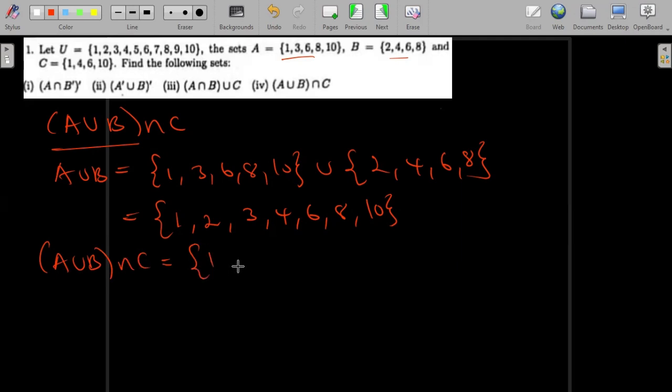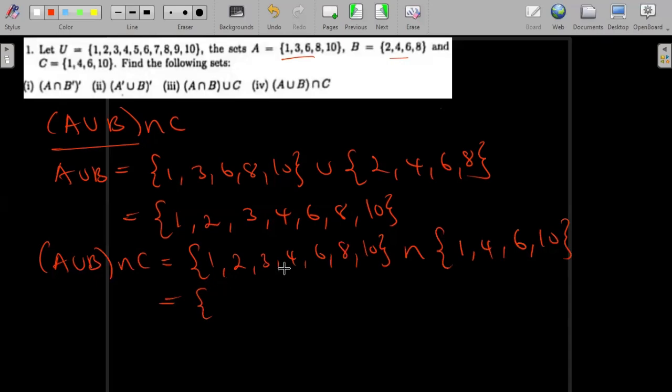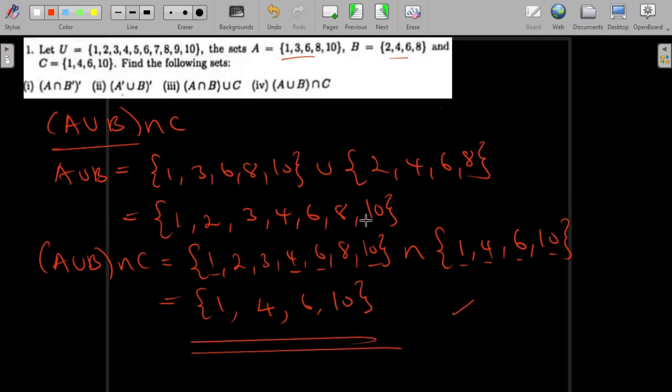So A union B intersect C. I list down my A union B, which is what I just found, then intersect C. What is my C? My C is 1, 4, 6, and 10. This is what I have in my C. So what elements are common in both of these sets? You check, there's 1 there, there's also 1 on the other side. So I write that there. There's 4 there, there's 4 there. 6 is in both sets. I have 10 there and 10 there. So 10 is going to sit in both of these sets. And this here is the final answer for this question.